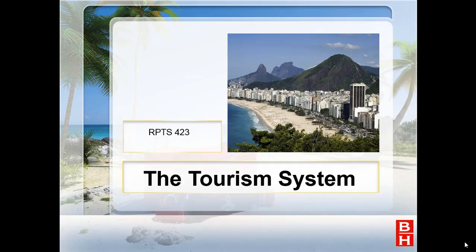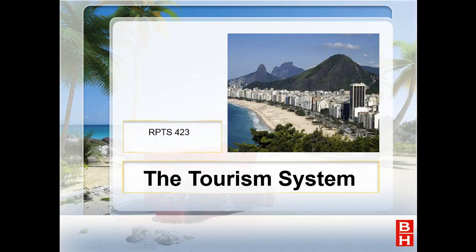Hey guys, I wanted to come today to talk to you about the tourism system. Some of you have taken a tourism course before, but many of you have not. So I wanted to make sure that we would cover a few bases before we continue with tourism management concepts.